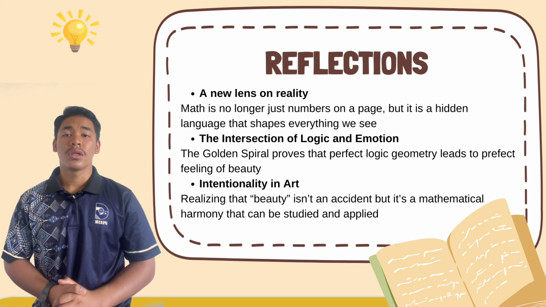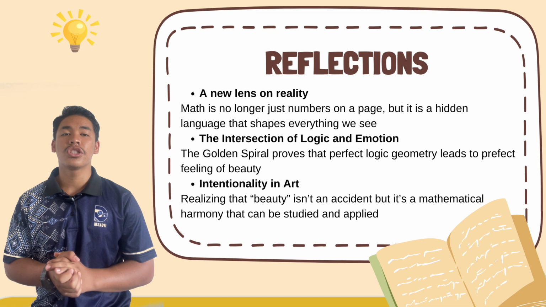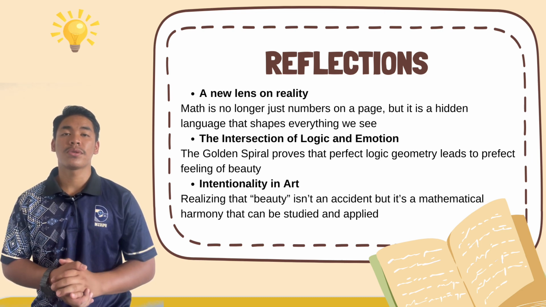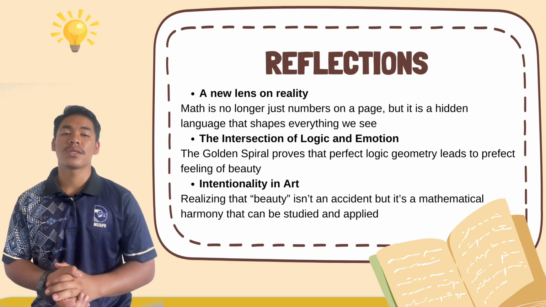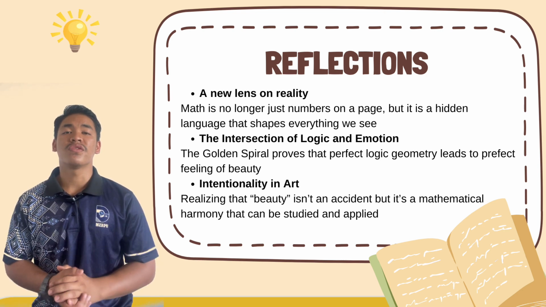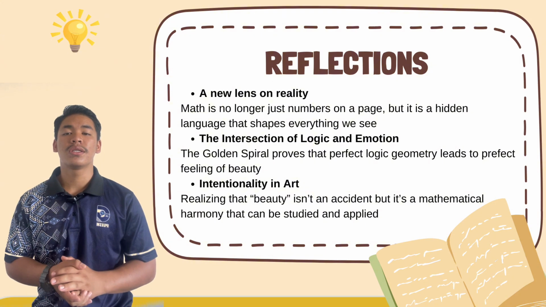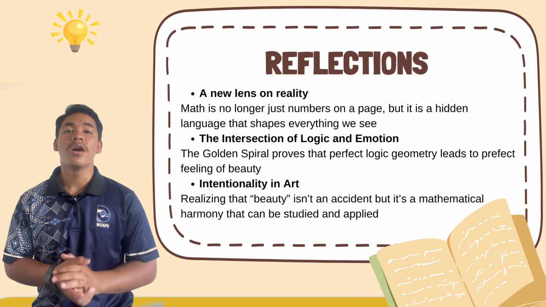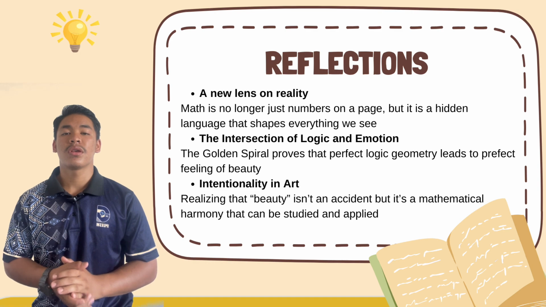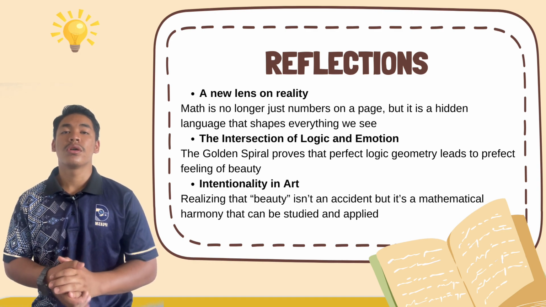In conclusion, the golden spiral is more than just a geometric shape. It is the bridge where abstract logic meets the ecstatic emotions. It proves that mathematics is the unseen heartbeat of beauty, providing a timeless sense of harmony to the world around us.